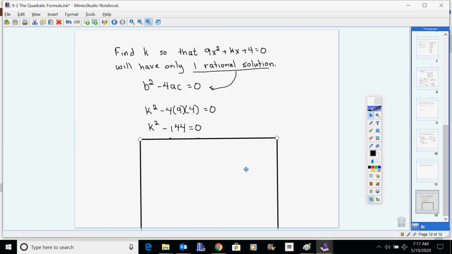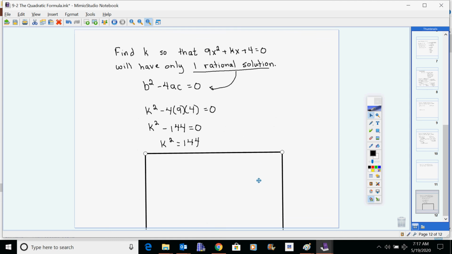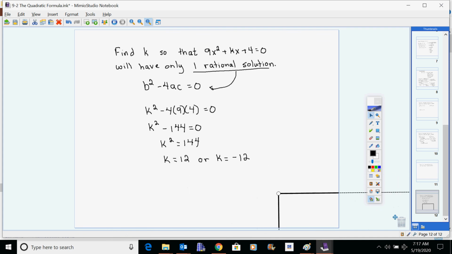So we do our calculations and we find out that k could equal 12 or k could equal negative 12. Either way, when you do k squared minus 4ac, you're going to end up with a 0, which gives you one rational solution. And that's really all we need to do for today.